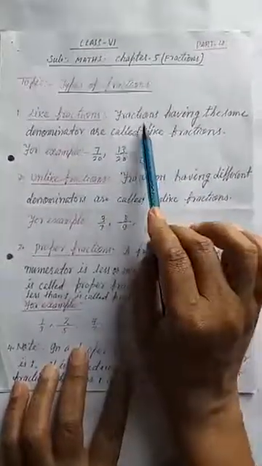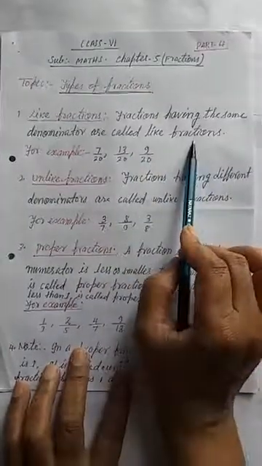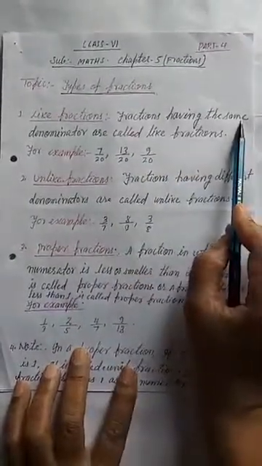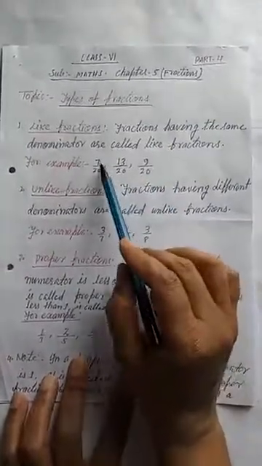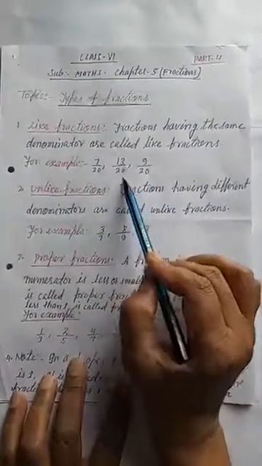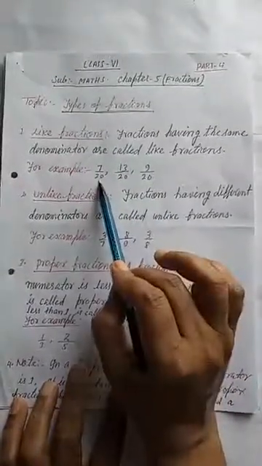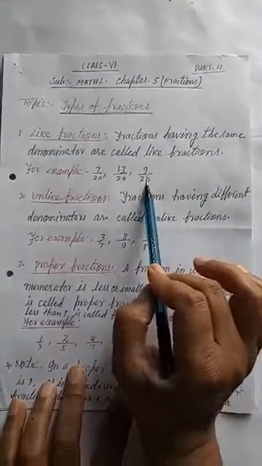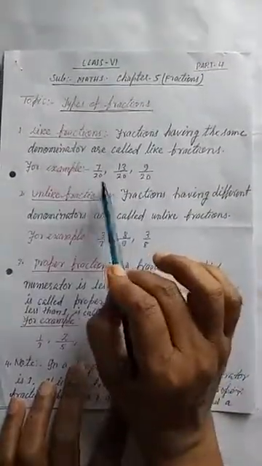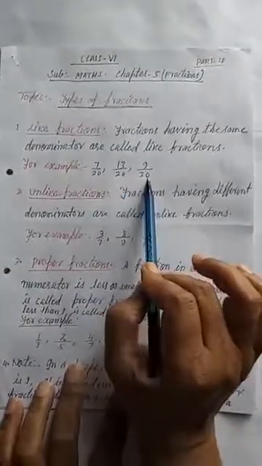Like fractions means fractions having the same denominator are called like fractions. The same, you can say equal also. So according to this definition, you can see here 7 upon 20, 13 over 20, 9 over 20. Here 20 is the denominator, here 20 is the denominator, here 20 is the denominator. So the denominators are equal. That's why these are examples of like fractions.